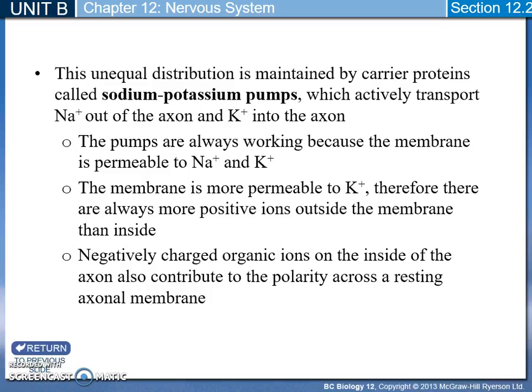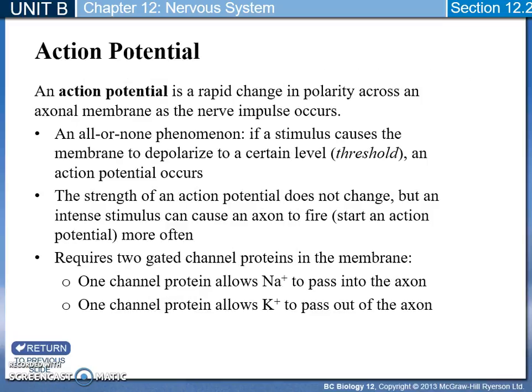So negatively charged organic ions on the inside of the axon also contribute to the polarity across a resting axonal membrane. So you have excess positively charged ions outside the membrane, and then you have the negatively charged organic ions on the inside of the axon.